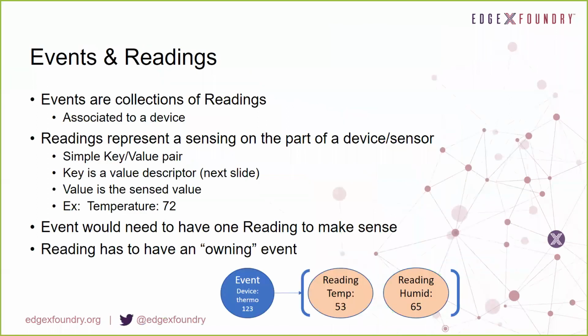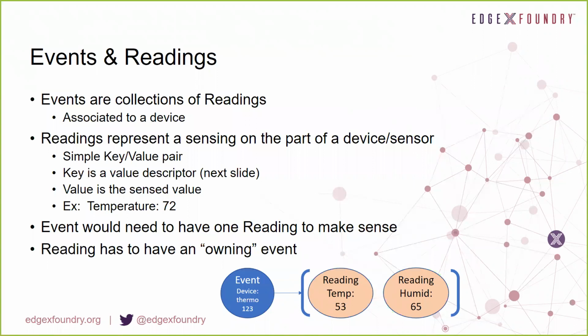So again, gang, in summary of the model, we've got events and readings. Events are nothing more than collections of readings that are associated to a particular device. A reading represents a sensed value from a device or a sensor, and it's really nothing more than a simple key value pair. It's the value descriptor key that's the important part. Events would need to have at least one reading to make sense. It would make no sense to have an event without at least one reading. And readings have to be owned by at least one event.